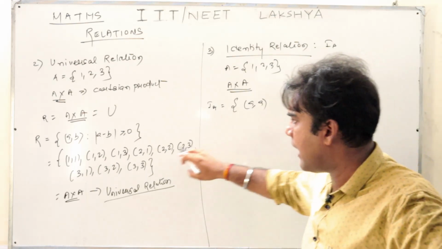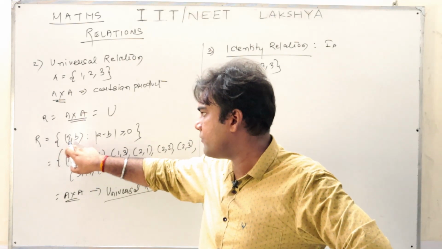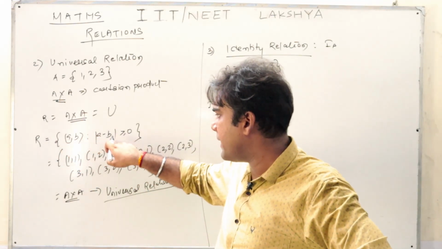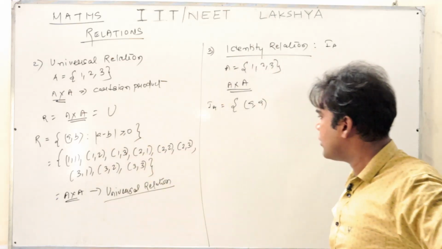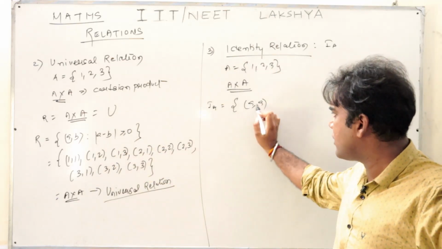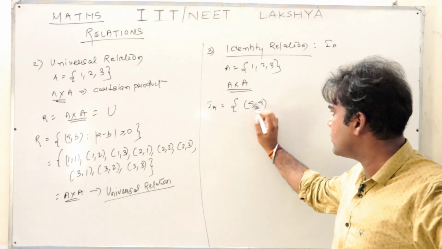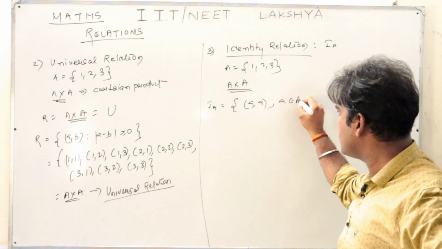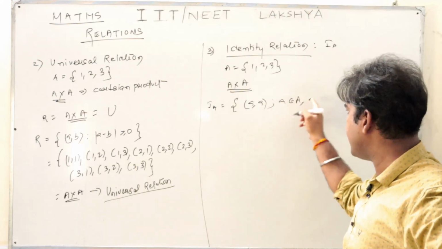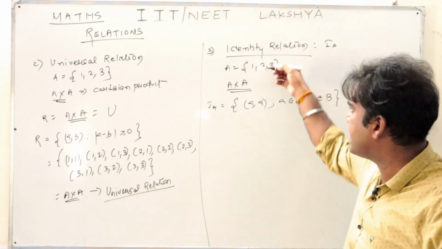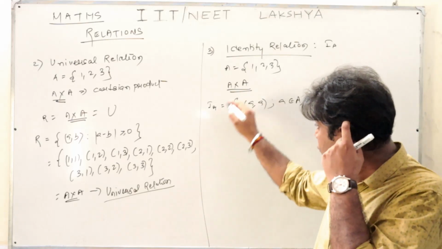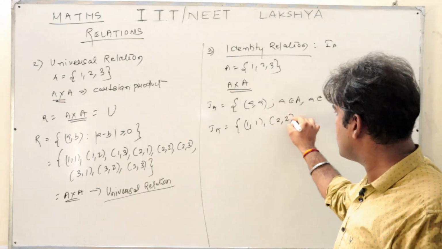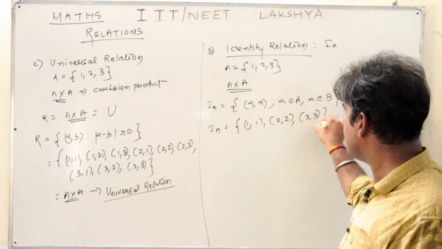How to read it? R is a set of ordered pairs (a, b) such that mod of a minus b is greater than or equal to 0. So how to read this one? Identity relation is a collection of (a, a) such that a belongs to A and the other a belongs to B, which in this case is nothing but A. So here your identity relation will be nothing but 1 1, 2 2, 3 3.